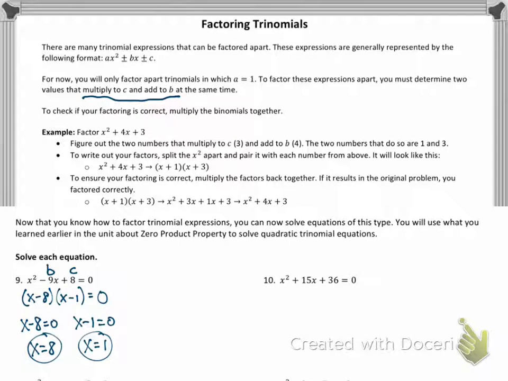You get two answers for x, and in most of these problems, you will probably get that. You will get two answers. The only time where you may only get one answer is if both factors are the same, which can pop up and can happen. We're going to repeat this process through the next several problems.